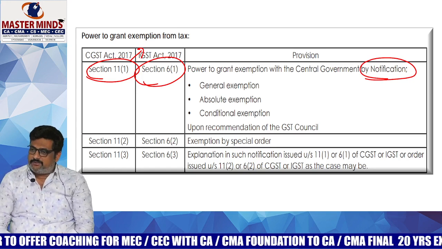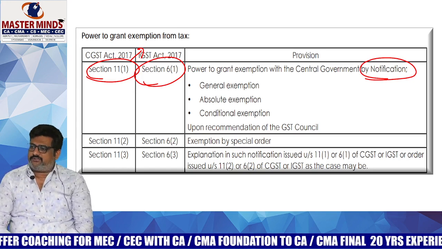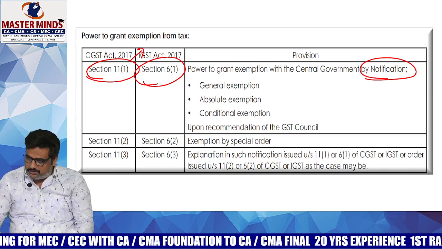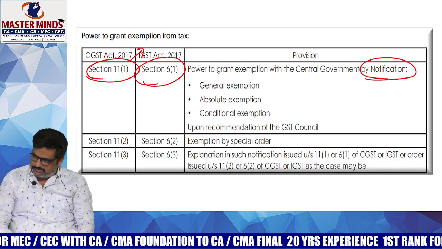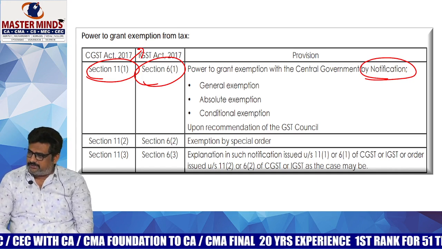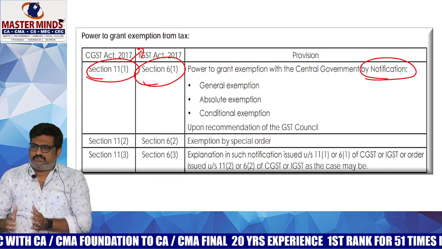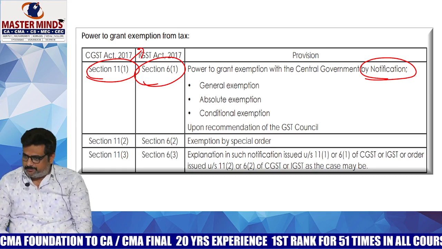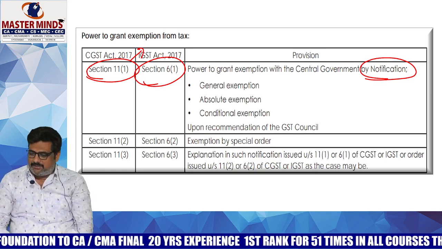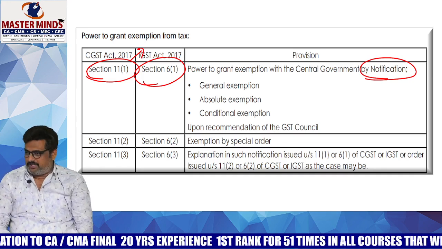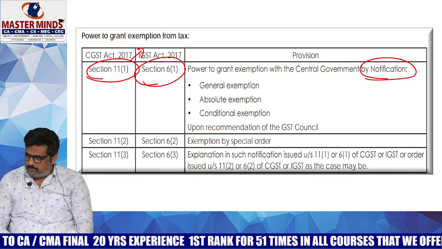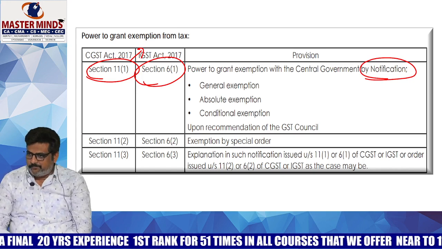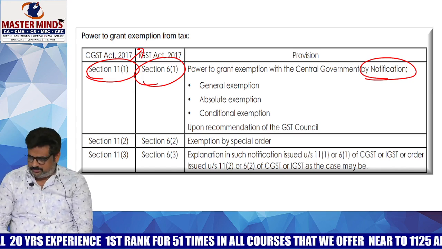And in the same way, with respect to full or partial. Full exemption means there is no need to pay any GST. What is meant by partial exemption? That means up to a certain extent, you are not liable to pay the tax. That is known as partial exemption. But in our GST, till now, there are no partial exemptions. If it is exempted, it is fully exempted. Otherwise, it is fully taxable. There is no concept of partial exemption.